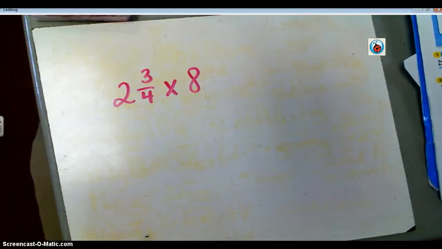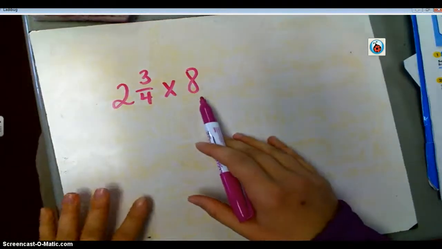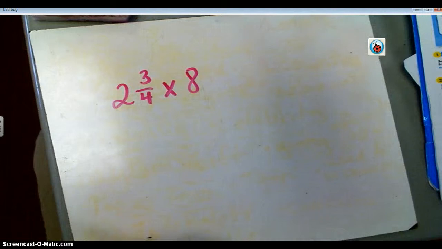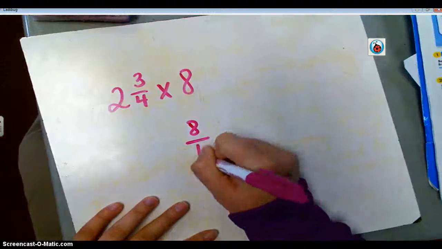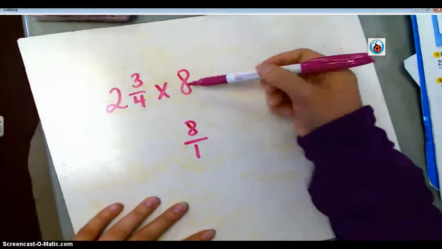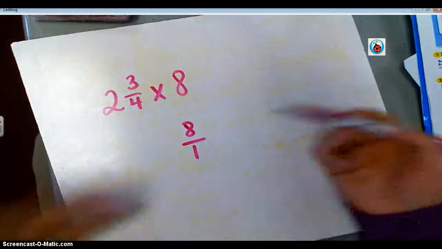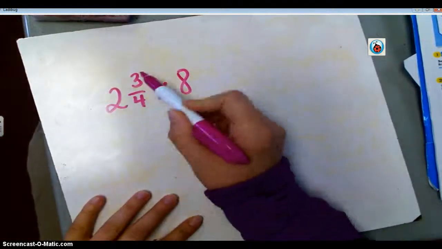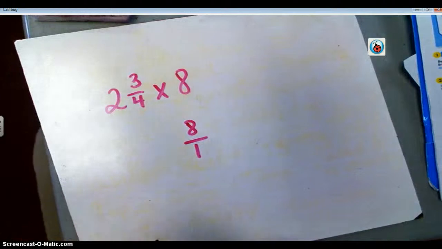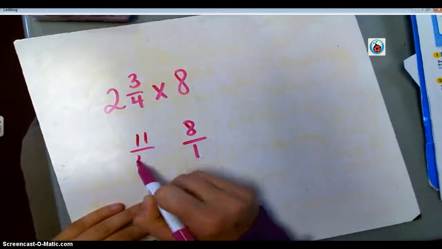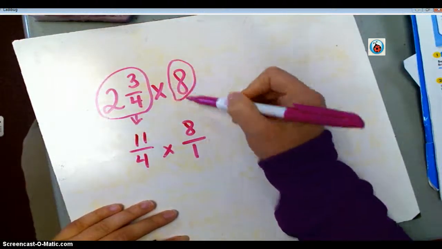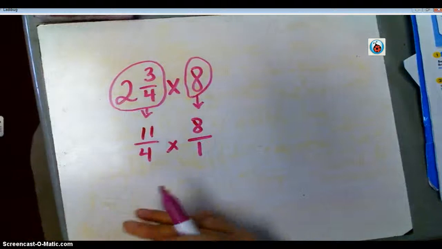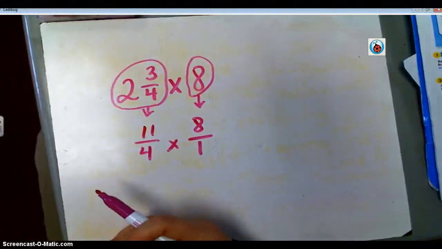You don't have to get the same denominator. When you have a whole number, like 8, I just change it to make my denominator 1, because 8 divided by 8 is 1. So let's change this 2 and 3/4, which we've already done. What is it as an improper fraction? Two easy steps. I changed this to this, and I changed 8 to 8/1. And you guys already know how to multiply fractions.